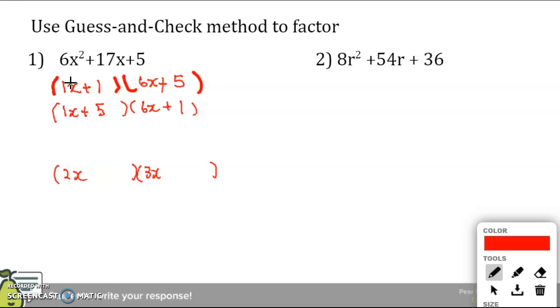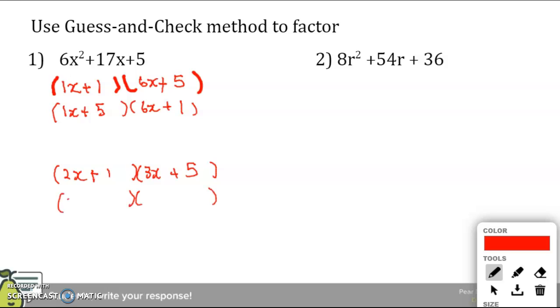I'm going to multiply the outside. 1 times 5 plus 6 is not 17. 1 times 1 plus 5 times 6 is 31, so that's not 17. Okay, then we have to go to the other combination. It could be 1 here, or it could be 5 here, or it could be reversed.